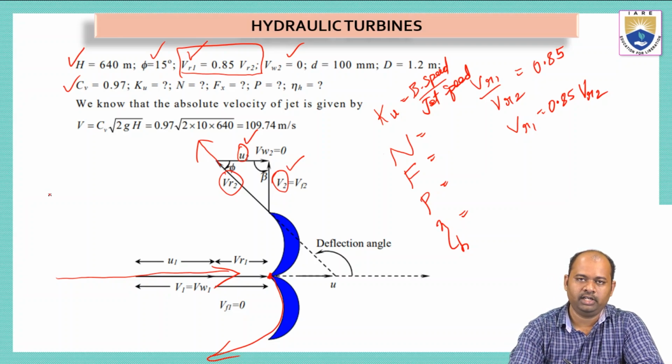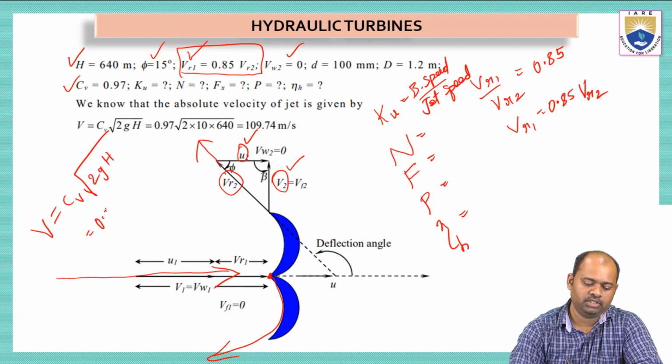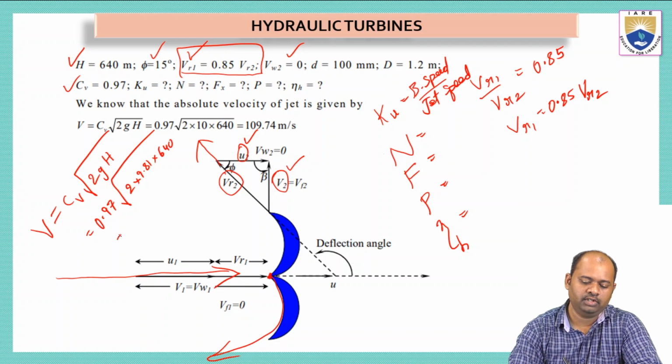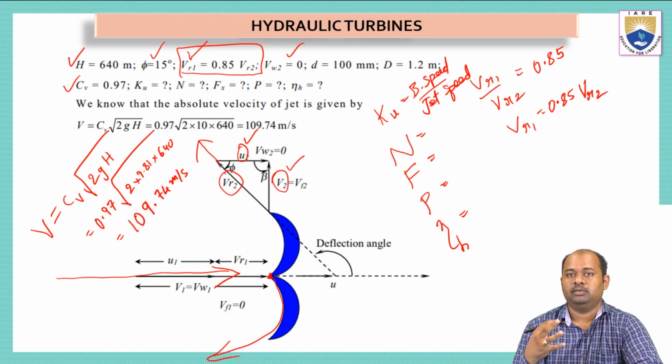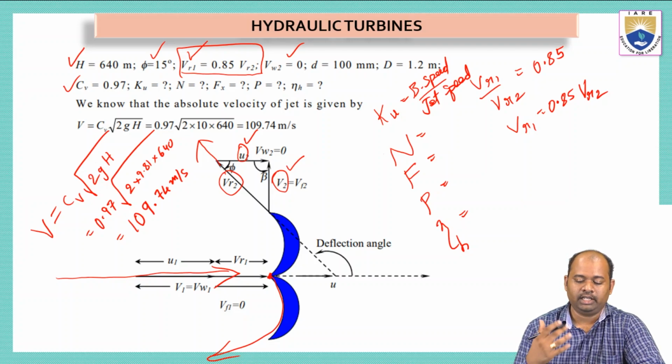Now let us try to calculate some basic things. When we want to calculate velocity of the water, V is equal to CV multiplied by root over 2 times gravity into head. CV is given in the question, that is 0.97, root over 2 times gravity 9.81 multiplied by 640 meters. So this will give you the value of the velocity, 109.74 meters per second. So this is the velocity of the water that is touching the blade.